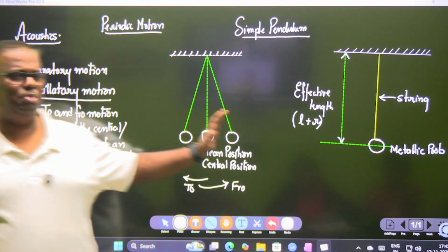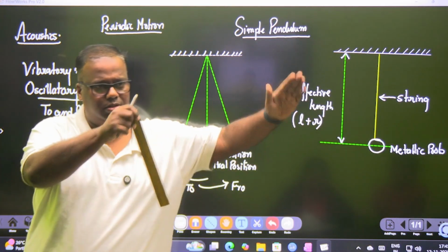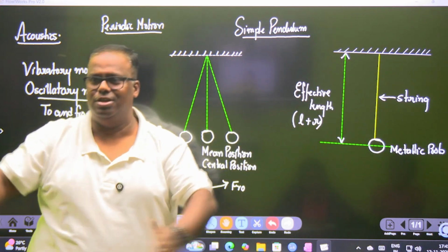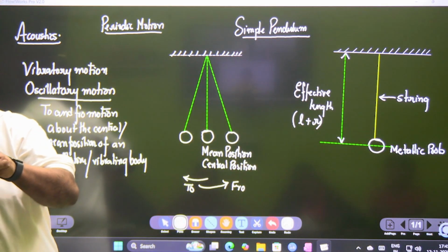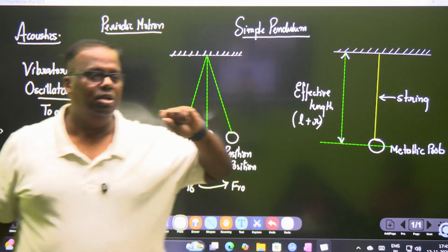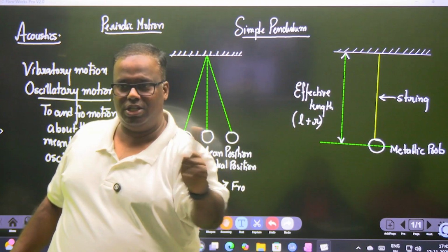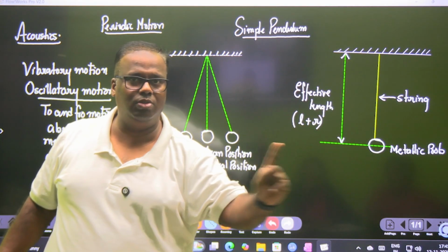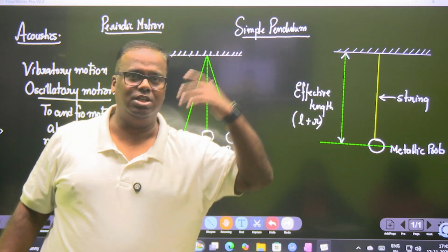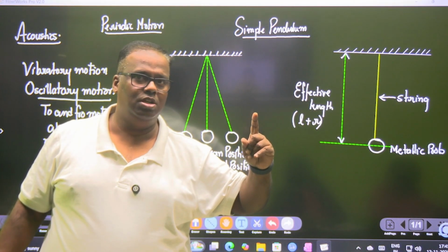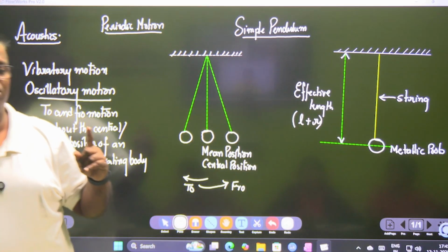Let's get away from the pendulum. Let's see some more examples. A child in a swing. That's also periodic motion. The earth going around the sun, is it a periodic motion? Yes. Every 365 and 1/4 days it will go around the sun. We call it a periodic motion. But I don't call it an oscillatory motion.